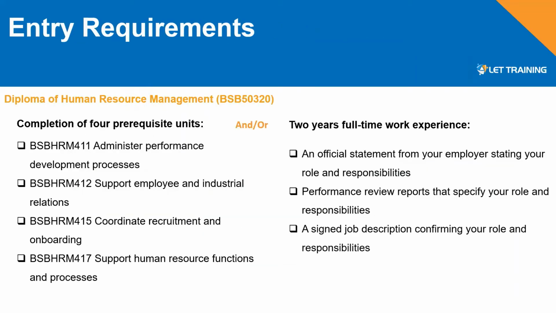We'll just move into that now with the entry requirements for the Diploma of HR Management course. Now, as we see here, there are 2 options for entry requirements with this course. On the left here, we have completion of 4 prerequisite units, and these units are found in the Certificate 4 in HR Management. They are administer performance development processes, support employee and industrial relations, coordinate recruitment and onboarding, and support HR functions and processes. Now, for people who haven't previously completed the Certificate 4 course or completed these 4 units, there is also the option to meet the entry requirements via work experience.